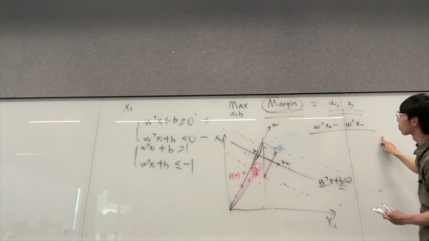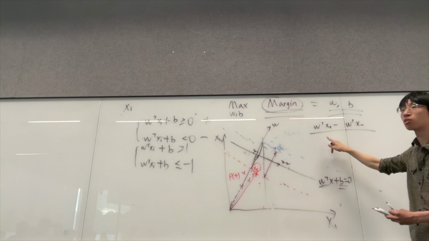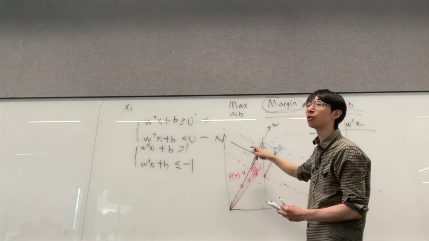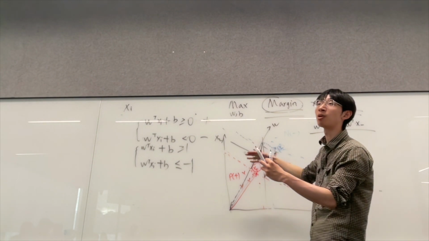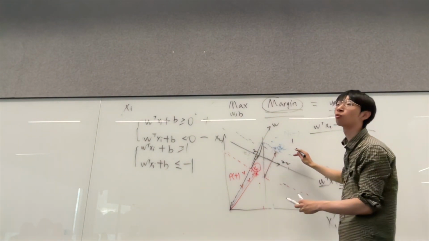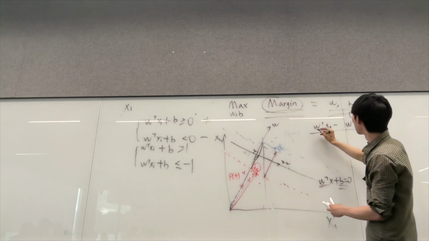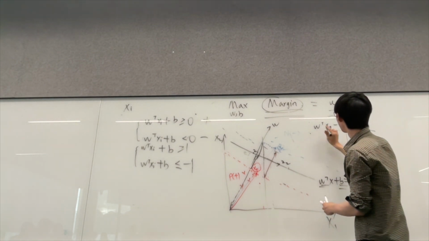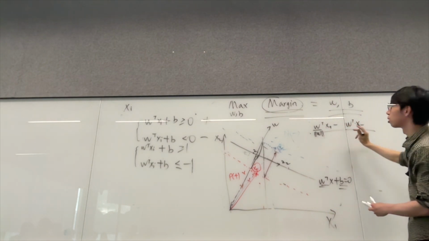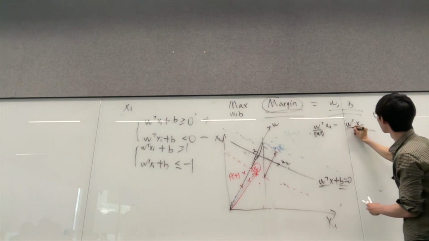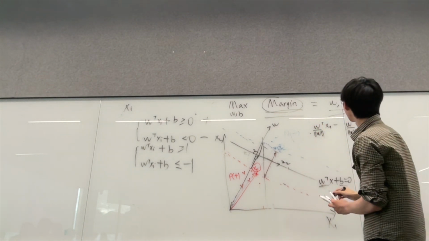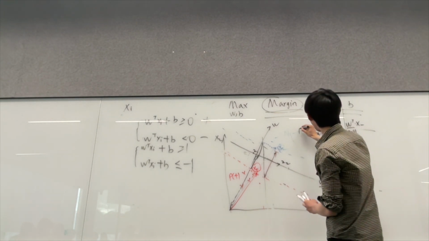So it's not totally correct. Why? Because this w is not of unit length. Remember, this is just perpendicular, but its length is not 1. So we want to make it length 1, so we divide it by its length. Yeah, correct. This would be the margin. So now our goal is to maximize this.